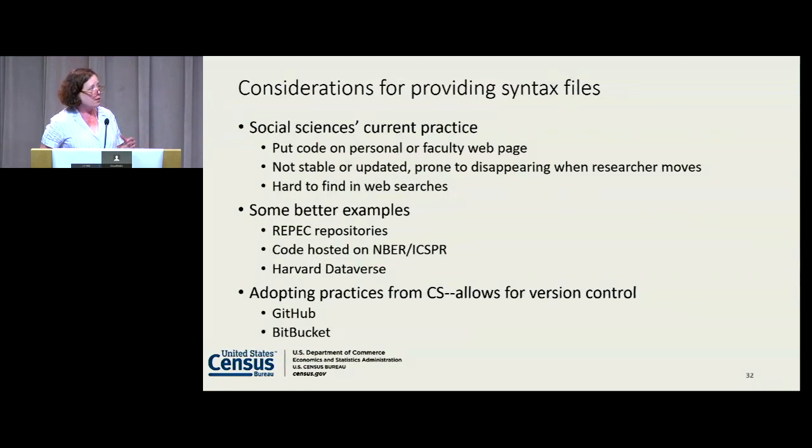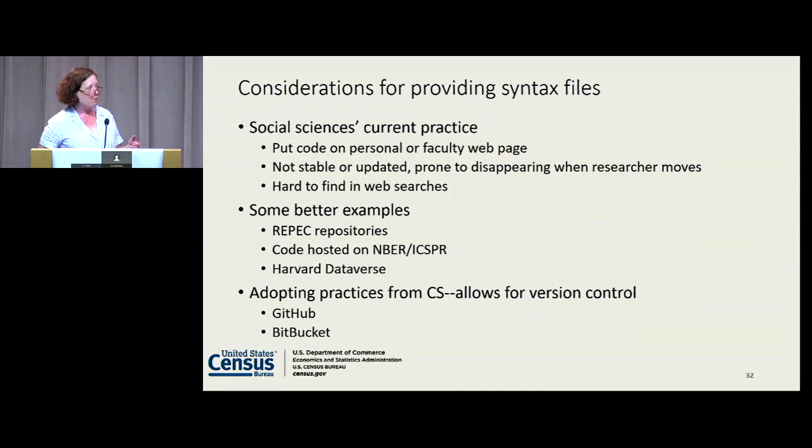So in the social sciences, the current practice is you put the code on a faculty webpage or your personal page, and then you go from Stanford to Harvard and it disappears. So it's not stable or updated, and it's prone to disappearing. It's also very difficult to find these things in web searches. Sometimes I've been really intrigued by an author's work, and I go to find the exact same data and look and look and look, and then I find that there's a time machine version of the person's webpage, and there's the data. But anyway, it's really a good idea to look for a repository.